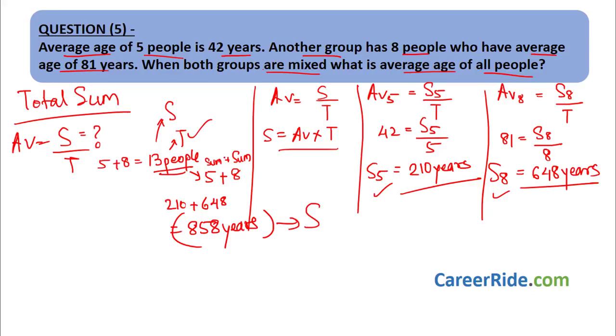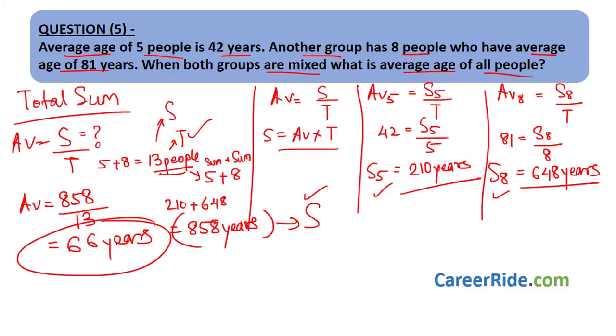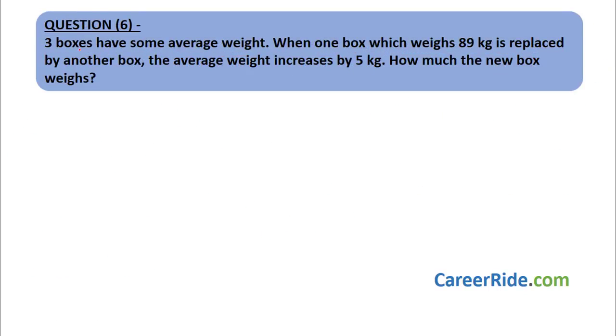We have the value for T, we have the value for S. Let's find out the average. Average would be 858 divided by 13, the total number of people. 13 into 6 is 78, right? Again 78, 66 years. So the average age of all the people when both the groups are mixed is 66 years, right? Moving on. Question number 6.